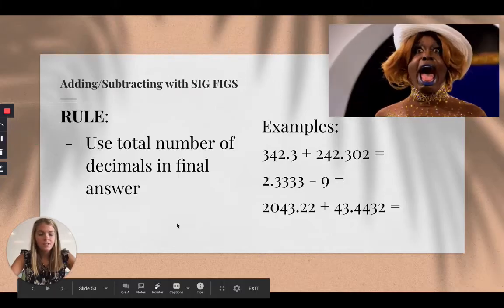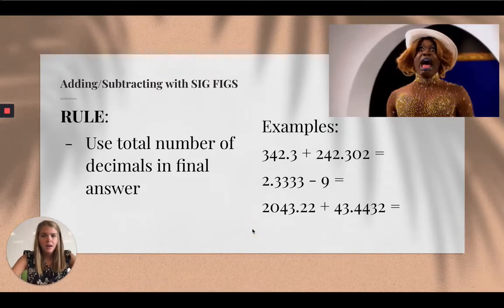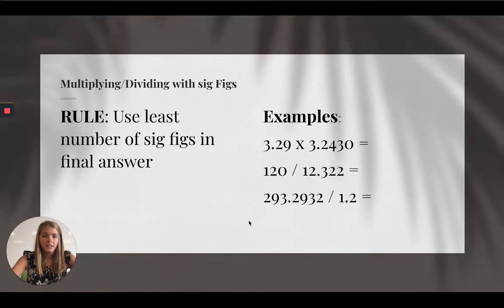So that's how you're going to add and subtract using sig figs. Multiplying and dividing gets a little bit different. So the rule with multiplying and dividing is you're going to use the least number of sig figs in your final answer. So we're not looking at decimals anymore. We're looking at the total number of significant figures.